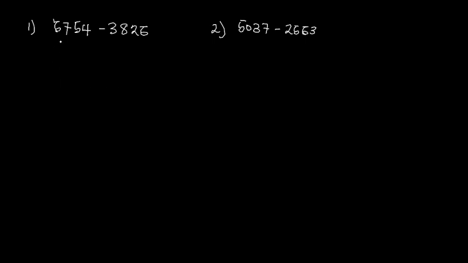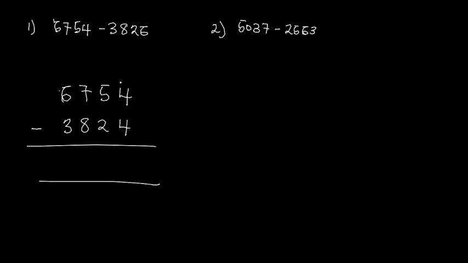So we have 6,754 minus 3,826. So we have to find the difference between these two numbers. So we write them in the column format. So we have 6, 7, 5, 4. I bring my subtraction sign here. Then I write 3, 8, 2, 6 over here.